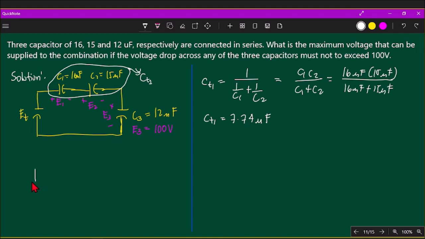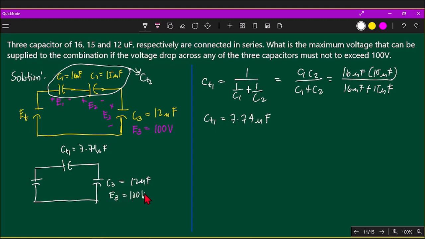Okay, so I use a resistor. So capacitor. Another capacitor here. Okay, so this will be our CT1, which is equivalent to 7.74 microfarad. We have here our C3, which is equal to 12 microfarad, and our voltage drop for this one is equal to 100 volts, and this will be our ET.